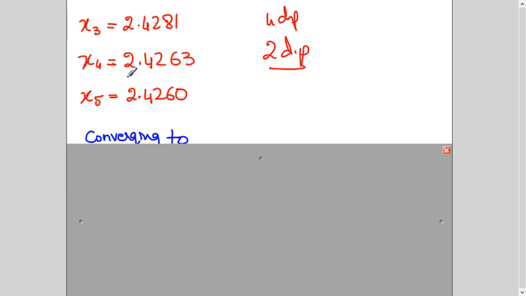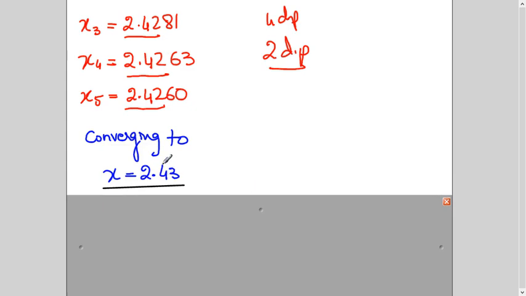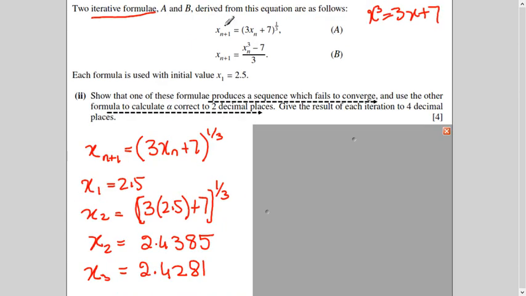So if you see in 2 decimal places, it has matched here, right? This is also 2.43, 2.43, 2.43. So finally, I have reached the answer x equals 2.43. So what we have seen is that this first formula is converging. Converging means you are reaching towards some answer.